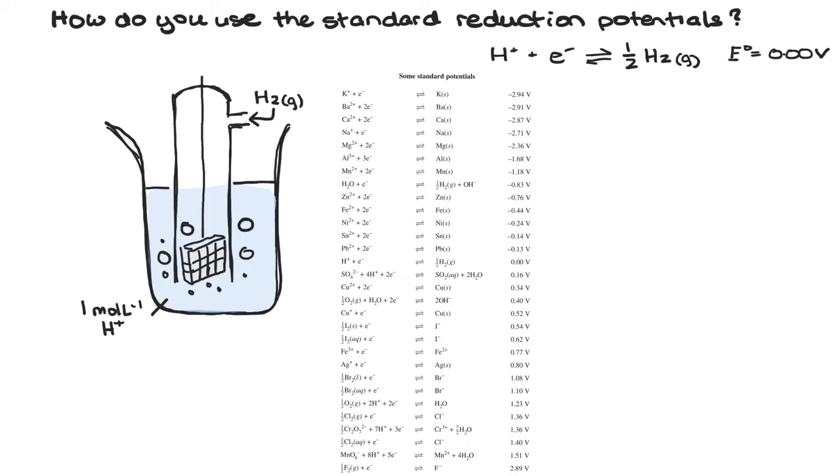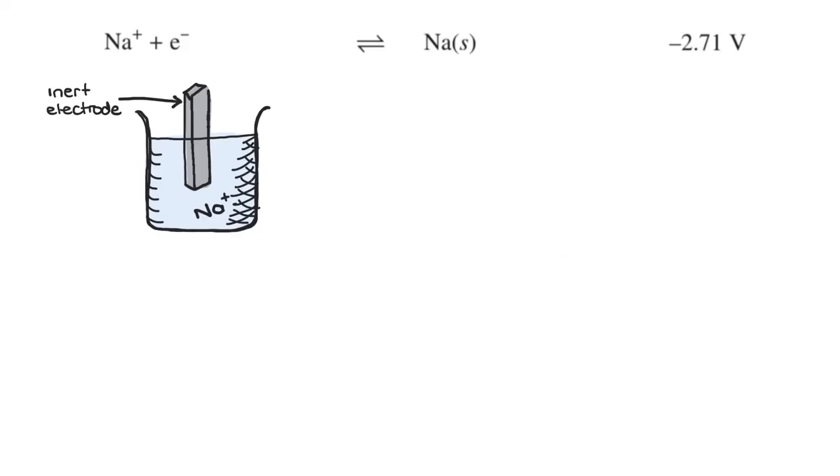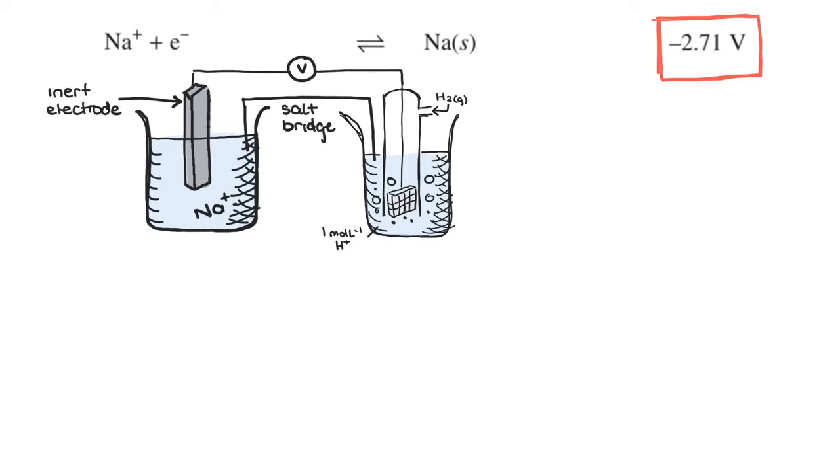But simply, the energy required to reduce these metal electrolytes in 1 mole per liter solution with its electrode against a hydrogen half cell. So looking at a solution of sodium, if the ion is to gain an electron to reduce to sodium metal, it requires 2.71 volts if paired with a hydrogen half cell.